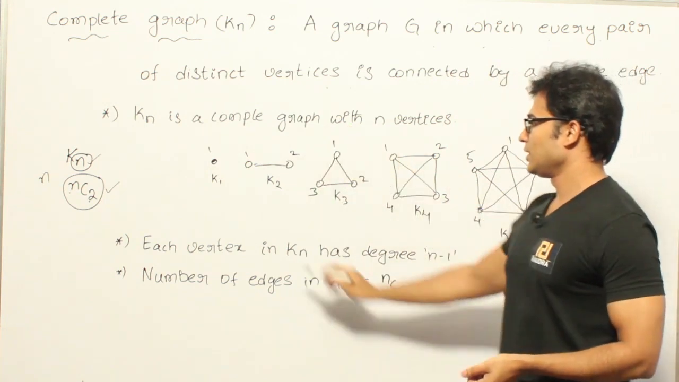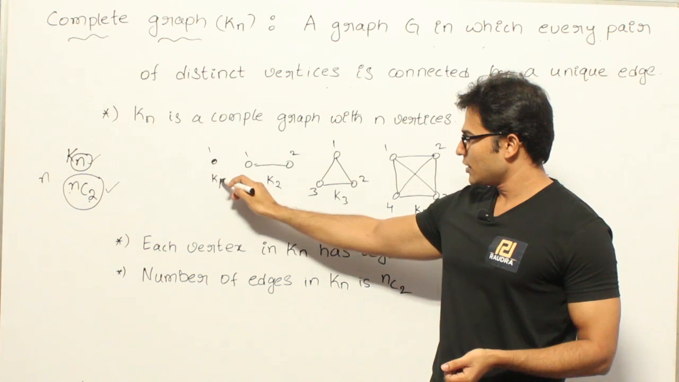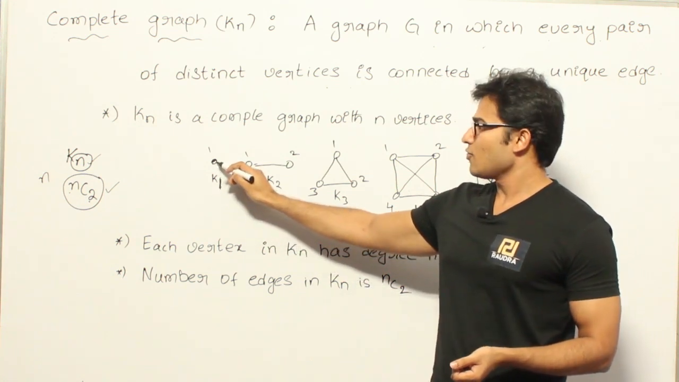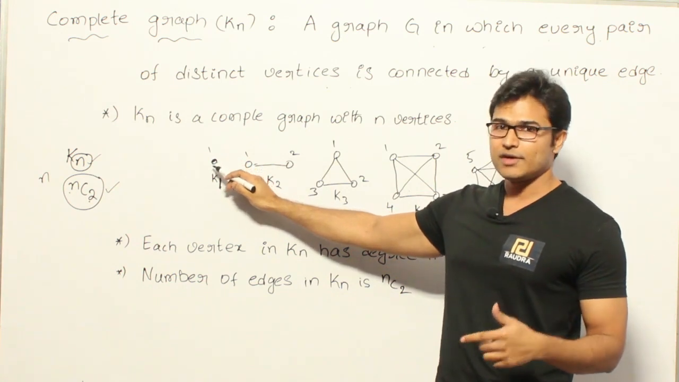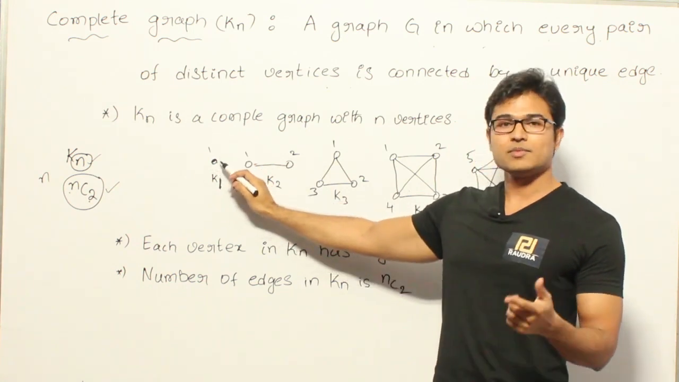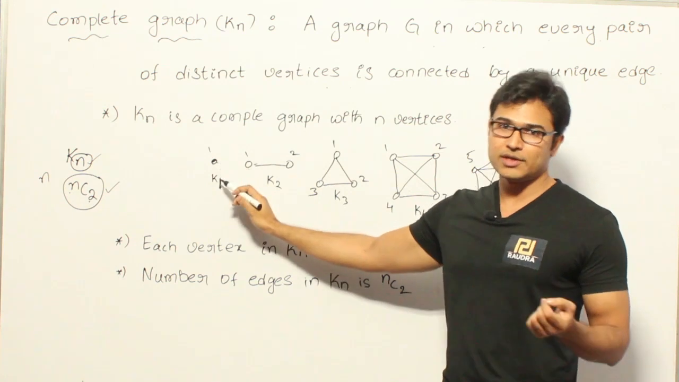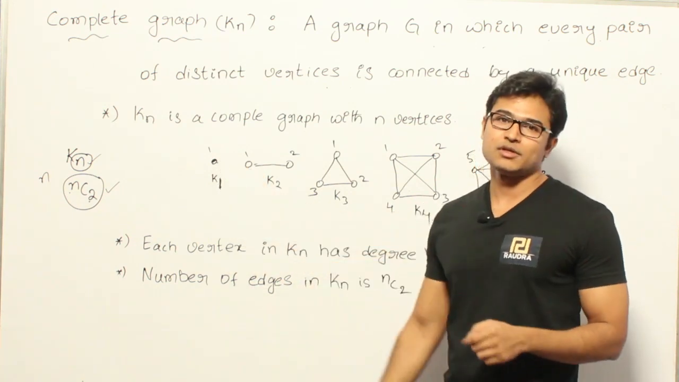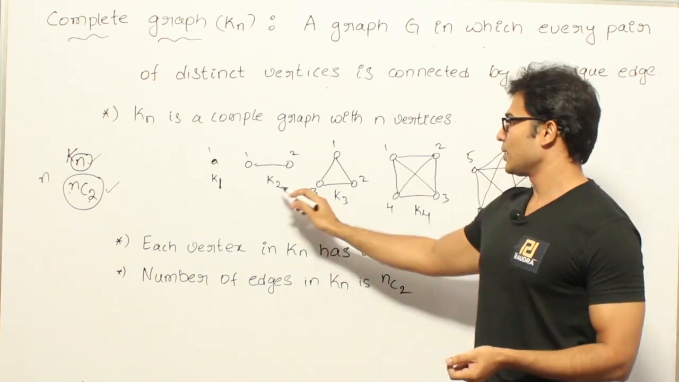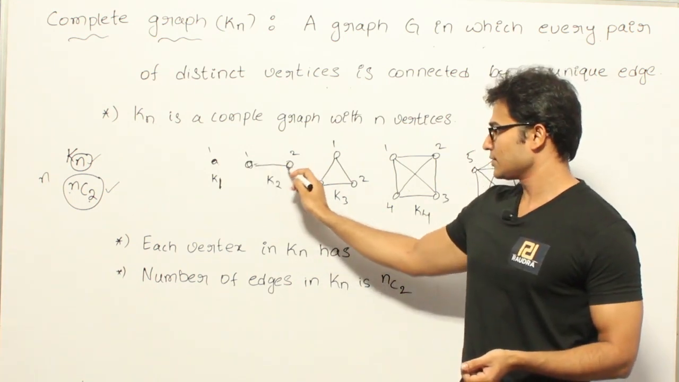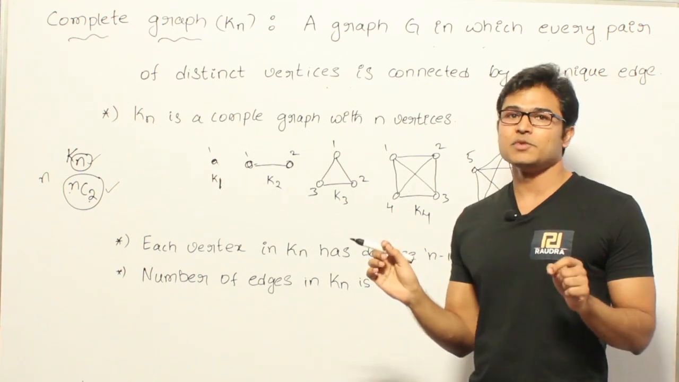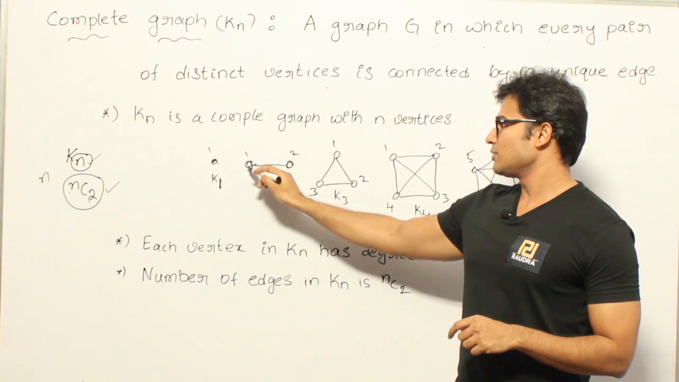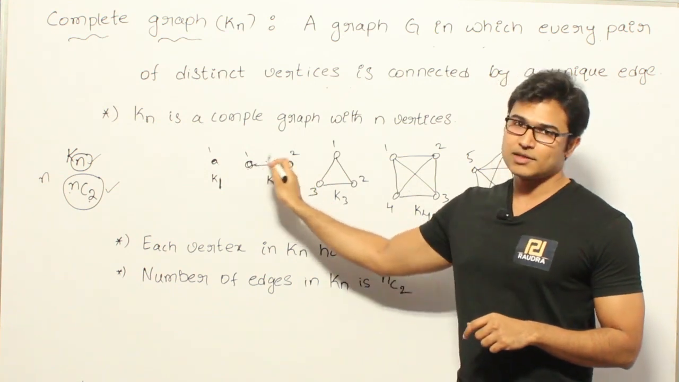Now take this example, K1. K1 means we have only one vertex. Since we have only one vertex, we cannot put any edge to it. If I try to put an edge, that will become a loop, which means it is not a simple graph. Now we are talking only about simple graphs, right? So in a simple graph, this is the only possibility. There are no edges. Now K2 means there are two vertices and I can put only one edge between them, right? And since there is an edge between every possible vertex pair, it is complete.